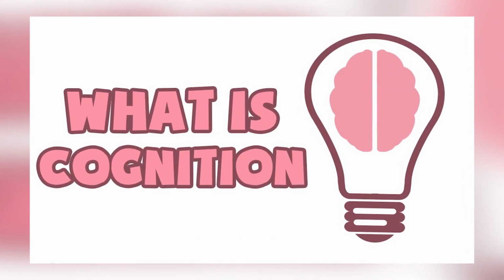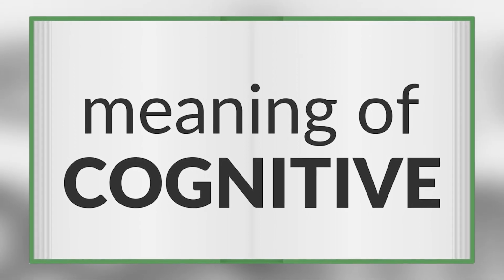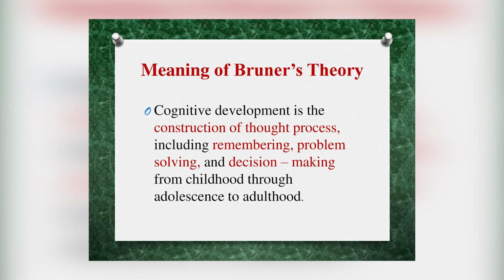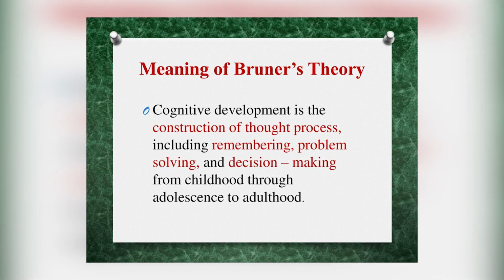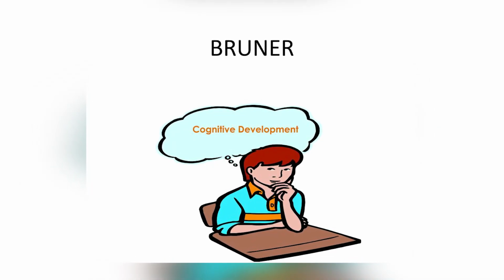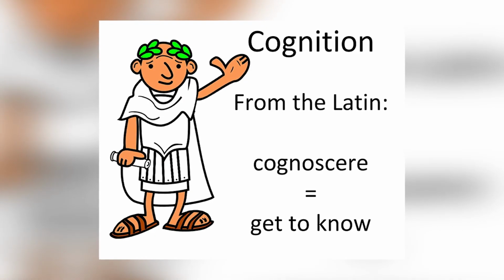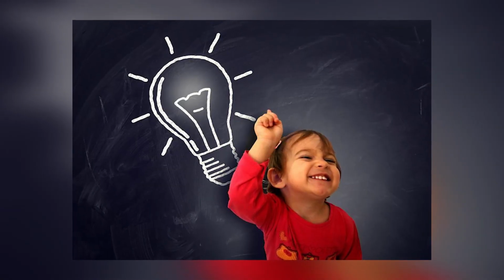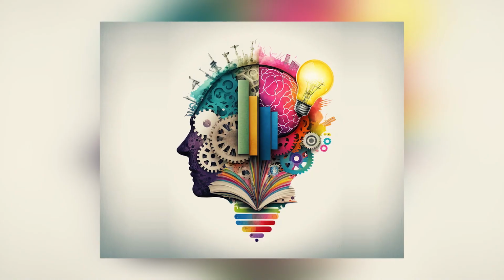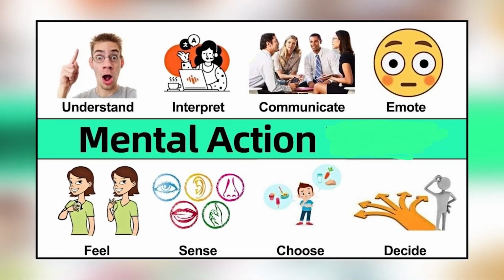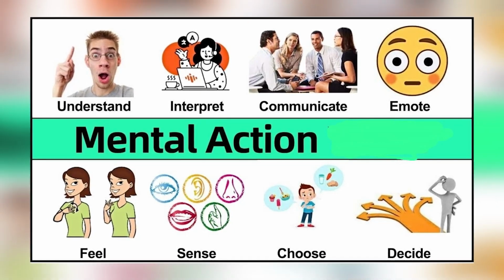Before we enter into the theory, we should know what cognition is. Cognitive development is the construction of thought process, including remembering, problem solving, and decision making from childhood through adolescence to adulthood. Definition of Bruner's cognitive development: the term cognition is derived from the Latin word cognosce, which means to know, to recognize, or to conceptualize. Cognition is the mental action or process of acquiring knowledge and understanding through thought, experience, and the senses.